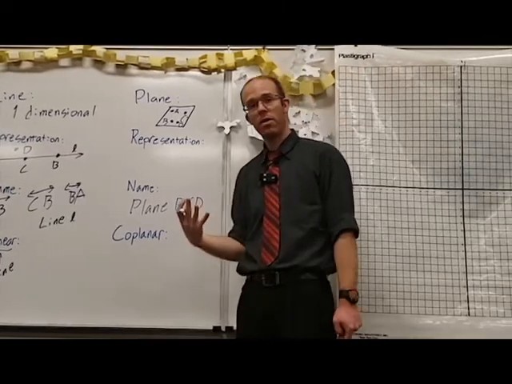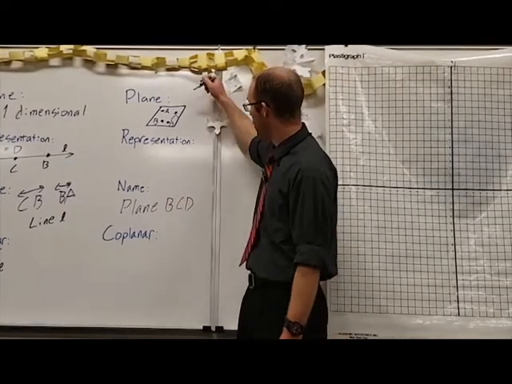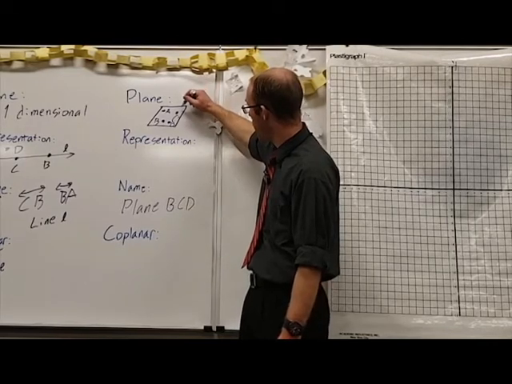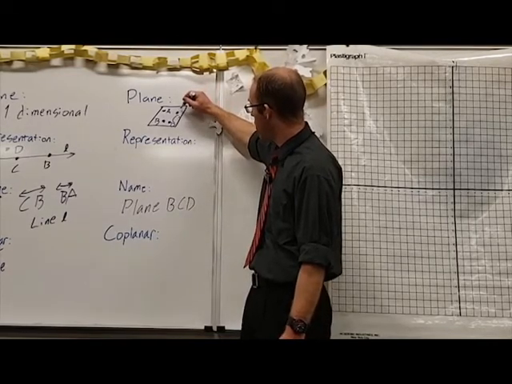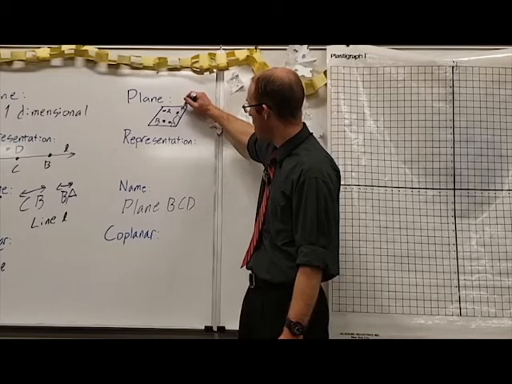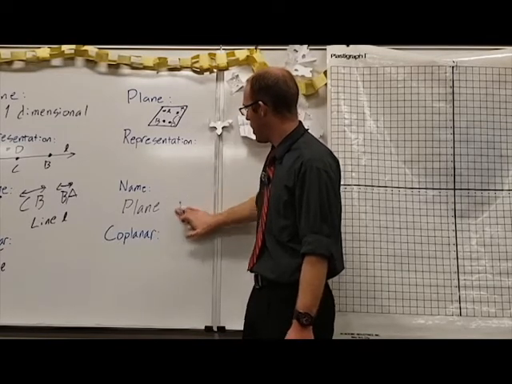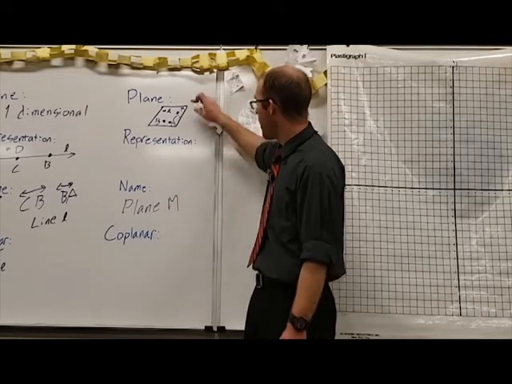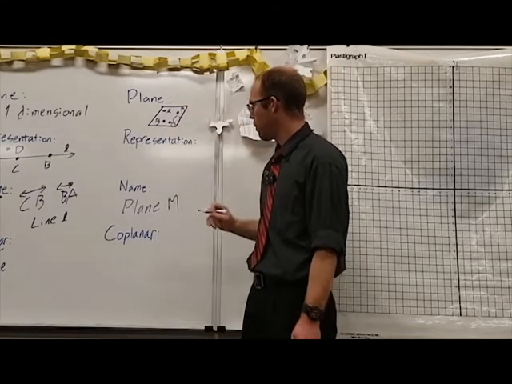Sometimes planes have a special name as well because we use them a lot. A special name for a plane would be a capital letter. So you could call this, let's say, M. This would be plane M, where M is not near any of the other points.